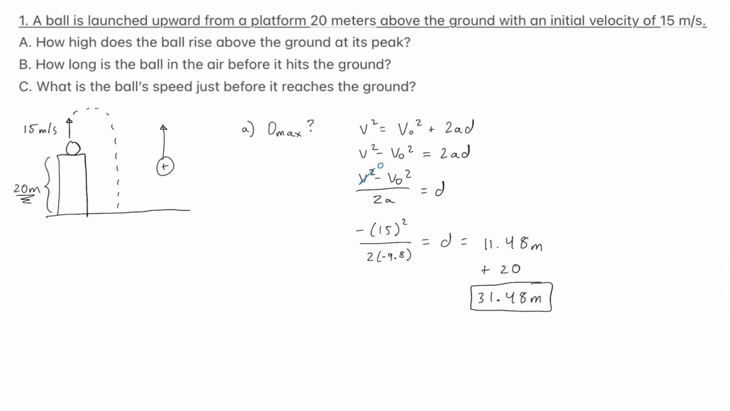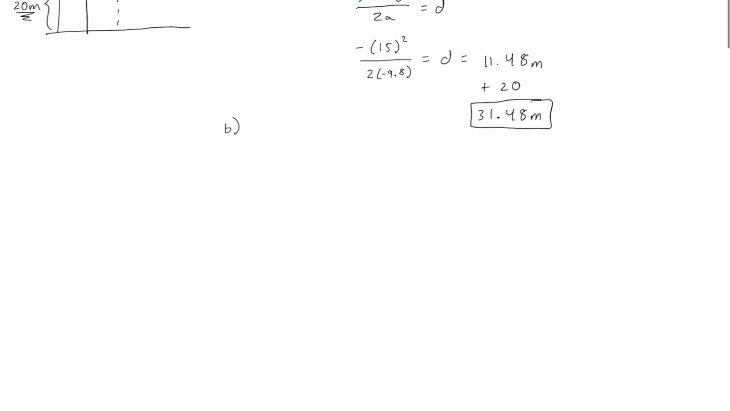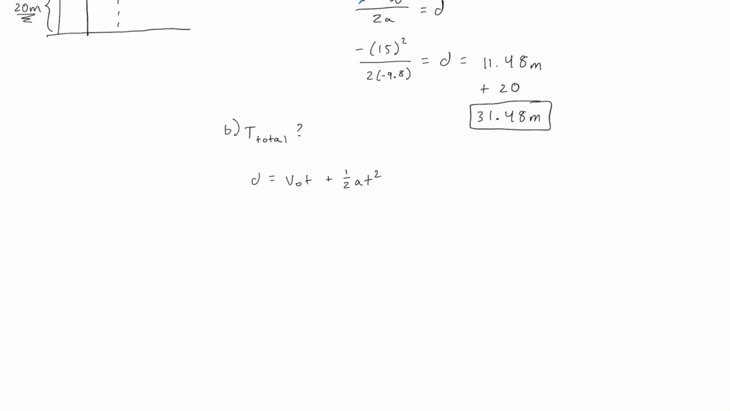Perfect. Let's move on to part B. It's asking for how long is the ball in the air before it reaches the ground? So, T total, and for this part, we're going to use this equation: D equals V naught T plus 1/2 AT squared. We can begin by plugging in negative 20 for the displacement because the ball will end up 20 meters below where it originally started.